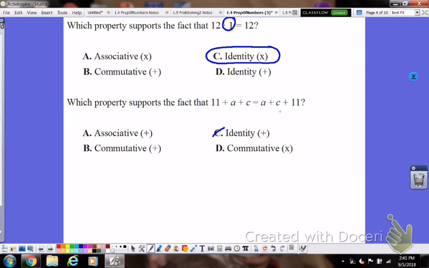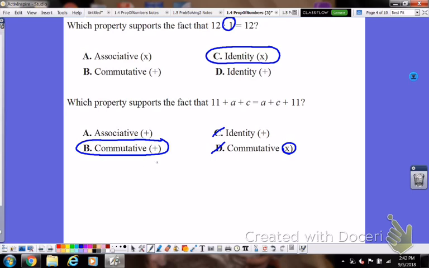There's no grouping symbol, so we know it's commutative, but this one's multiplication, so it's not B. Come over here, we now know it's commutative. There's our addition. So our answer is B. You don't have to mark those off, guys. Just make sure you have the right answer circled.